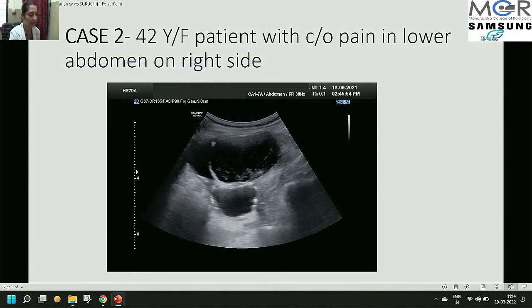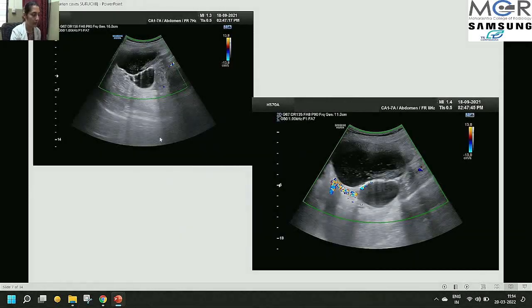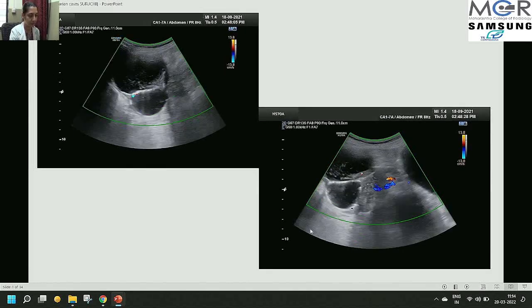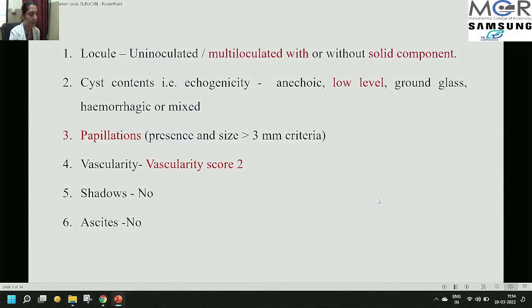The next case, a 42-year-old female presented with pain in the lower abdomen on right side. Here we can see a multiloculated anechoic cystic lesion. Some solid component is noted. Along the septa there are few calcifications noted, and some amount of vascularity is seen. On color Doppler we can see there is a solid part which is showing significant vascularity.